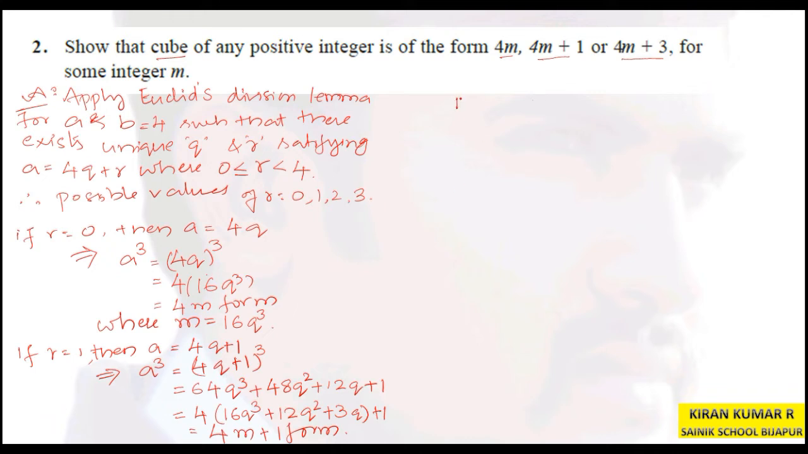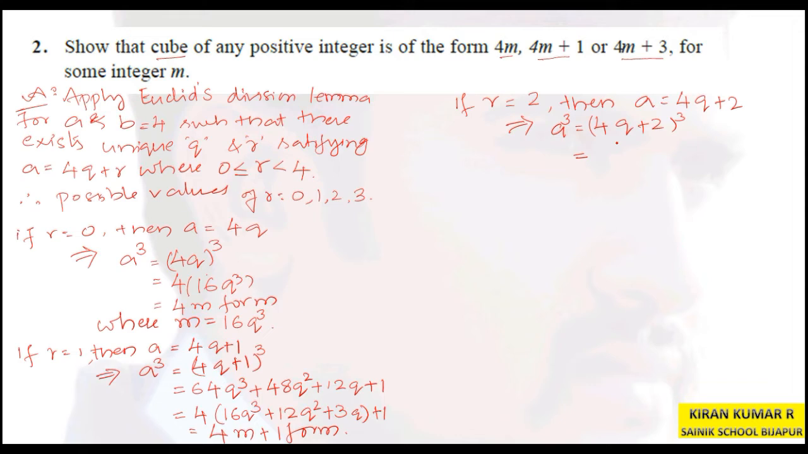Now let us take the value of r as 2, then a will be equal to 4q plus 2. Cube on both the sides. A cube will be equal to 4q plus 2 whole cube. Expand 4q plus 2 whole cube.